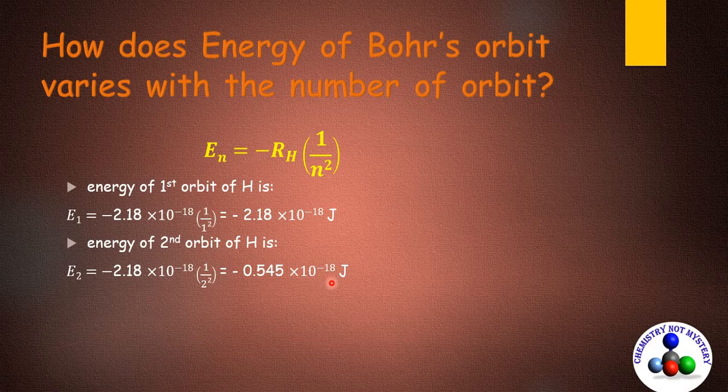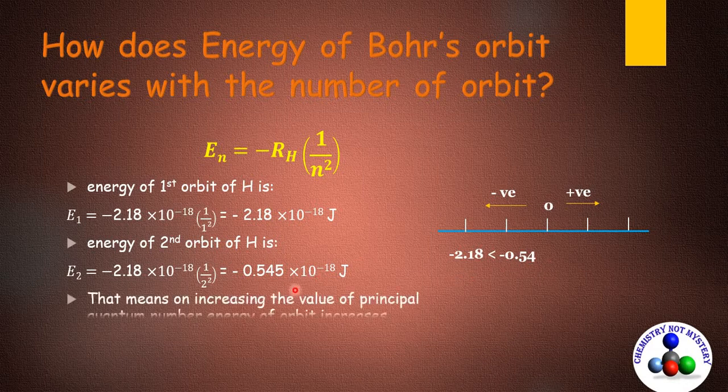You must be familiar with the number scale. Values present on the left side of 0 are negative. Negative values closer to the 0 are greater. That means on increasing the value of principal quantum number, energy of orbit increases. Here, the energy of the second orbit is more than that of the first orbit. Or on moving away from the nucleus, energy of orbit increases.